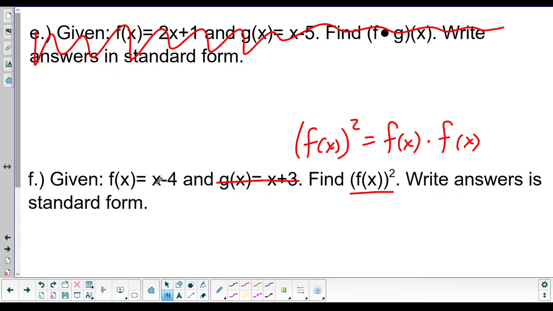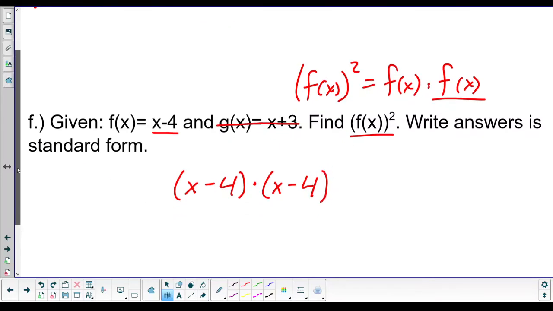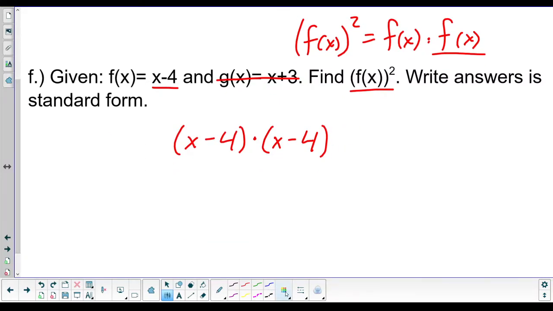We're going to take our f of x, write it 2 times, and multiply it together. So where this f of x is, we put parentheses, fill in the expression it's equal to, so x minus 4, parentheses, bring down our times. Then we're going to replace this f of x with the same expression again. So we have x minus 4. And now we do our distributing or our foiling again.